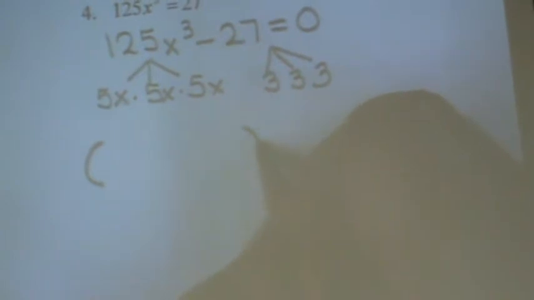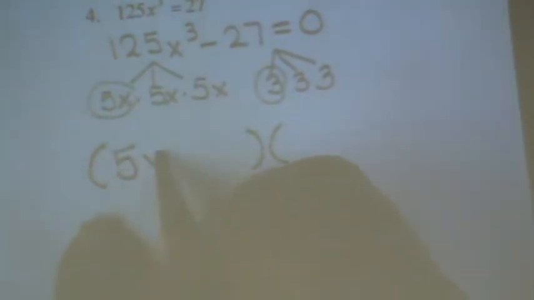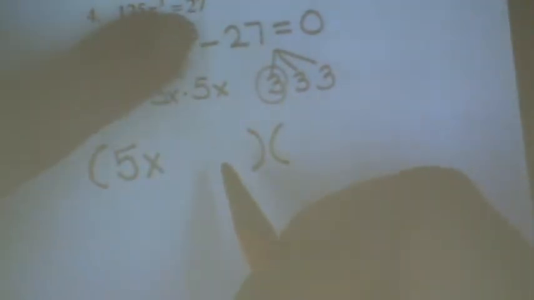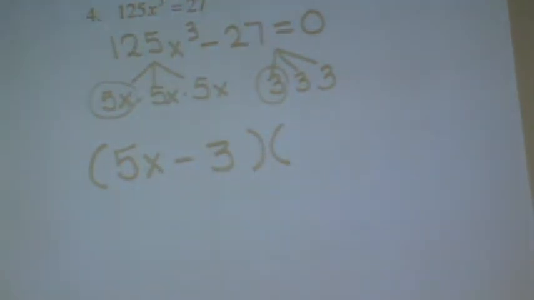So what will you have with this? You're going to have a binomial and a trinomial. In your binomial, you take one of each of these and drop them in this order. So it'd be 5x, and whatever this sign is, if this were a plus sign, it'd be a plus, but it's a minus. So is everybody cool with that?